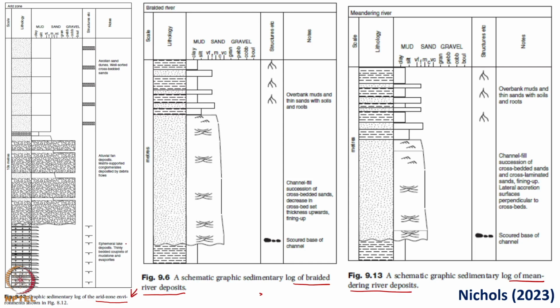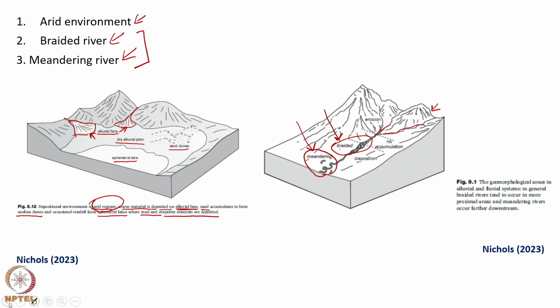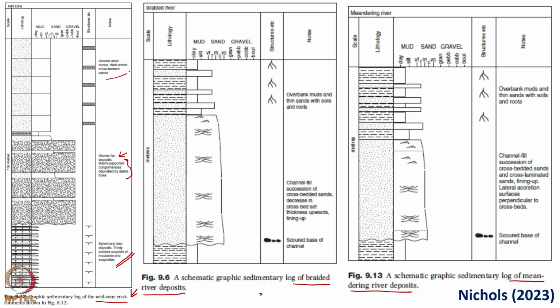In the bottommost we can find ephemeral lake deposits, thinly bedded couplets of mudstone and evaporites. As one moves up, one will find the alluvial fan deposits, which can be matrix supported conglomerates deposited by debris flow. So, that means this ephemeral lake deposit is the oldest, over which the alluvial fan deposits might come. So, over this the alluvial fan might be produced, making possible that ephemeral lake deposit at the bottom, clay mud particles, over which the coarse grained conglomeratic alluvial fan material comes, over which lies the aeolian sand dunes, well sorted cross bedded sands.